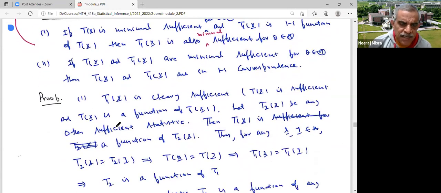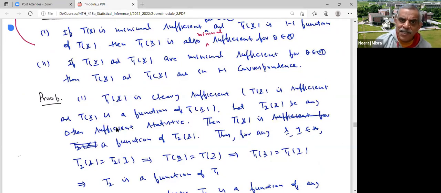Let us look at the second part. If t(x) and t1(x) are minimal sufficient, then t(x) and t1(x) are in one-to-one correspondence. That is also very simple. You have to show that t is a function of t1 and t1 is a function of t, right? In one-to-one correspondence, that is what you have to show. t is sufficient and t1 is minimal sufficient. What does that mean? t1 is a function of t.